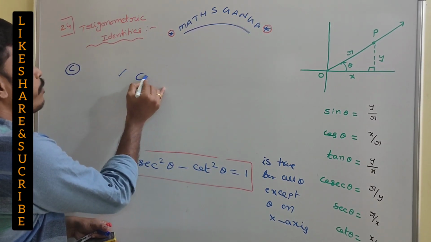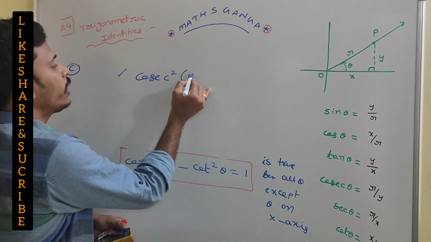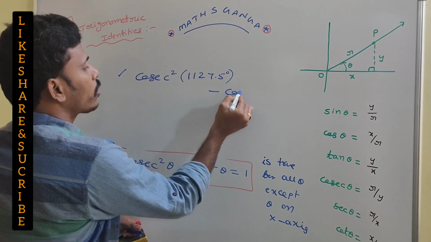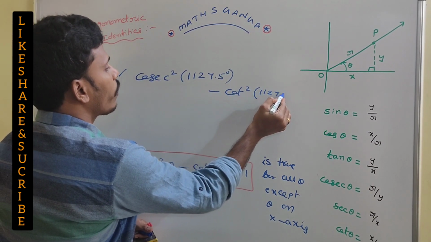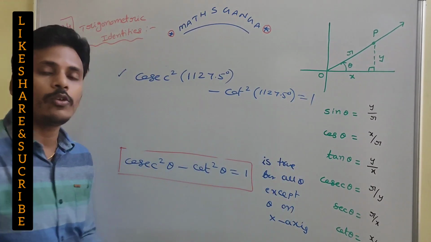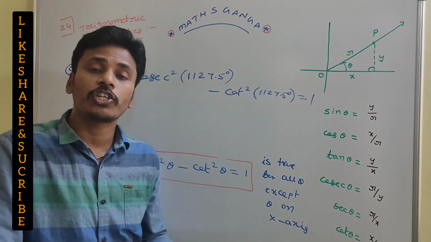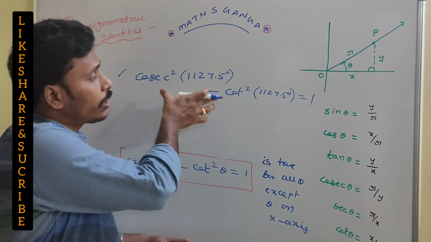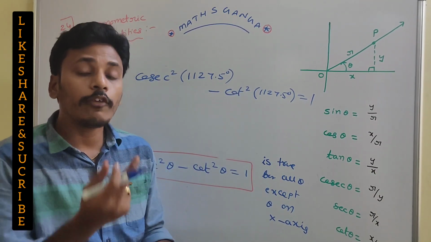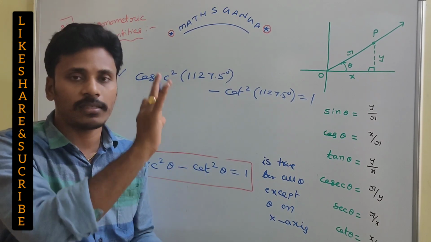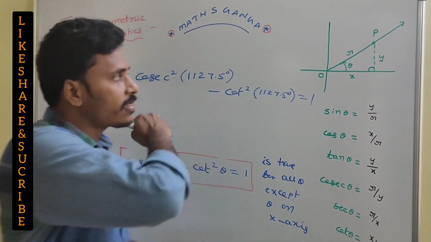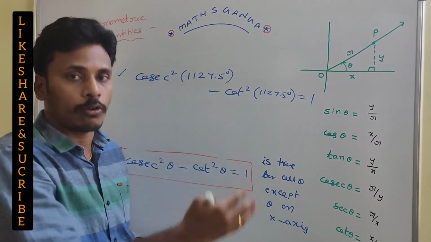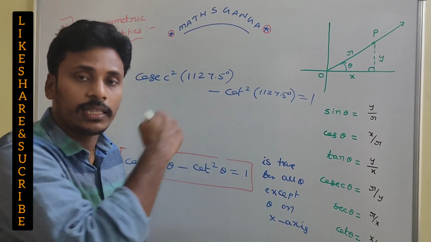So suppose I say cosecant square of 127.5 degrees minus cot square of 127.5 degrees, and clearly its value is 1. See, you don't pay attention to the angle, you pay attention to the format. For any angle, cosecant square theta minus cot square theta is 1. If that angle theta is related to the x-axis, then you need to think. See, the x-axis is the horizontal line. Then the angles corresponding to the horizontal line are the even multiples of 90, say 0, 180, 360, like that.